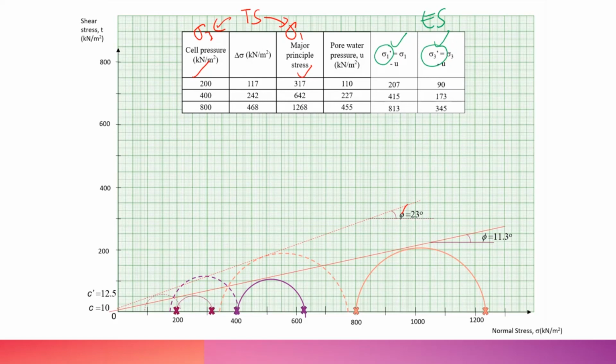These 2 are for total stress, and these 2 are for effective stress shear strength parameters.